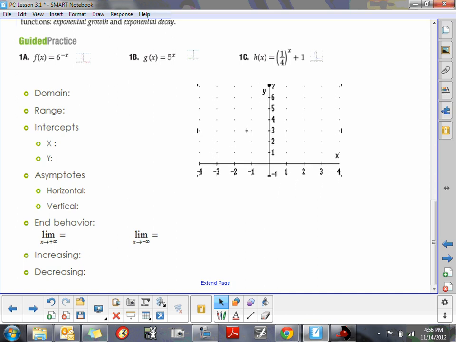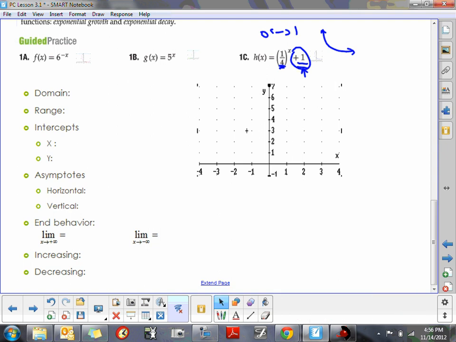Okay, the final graph that we have here is h of x equals 1/4 raised to the x plus 1. Some clues that I'm picking up here: the base of this is in between 0 and 1. Anytime it's in between 0 and 1, it's got to be exponential decay, so it's going to be falling. The other clue is that we have a vertical translation. This is going to shift our graph 1 unit upward. So we've got to deal with this.